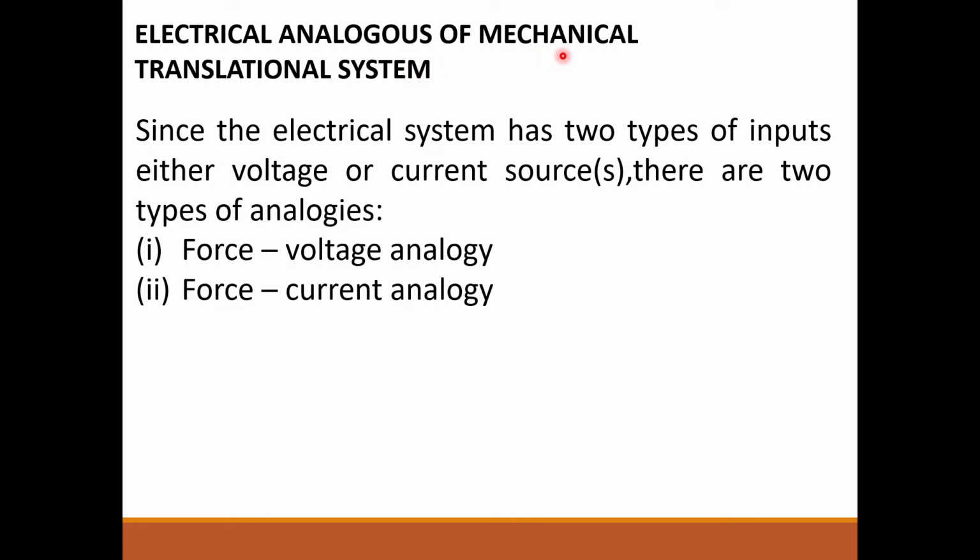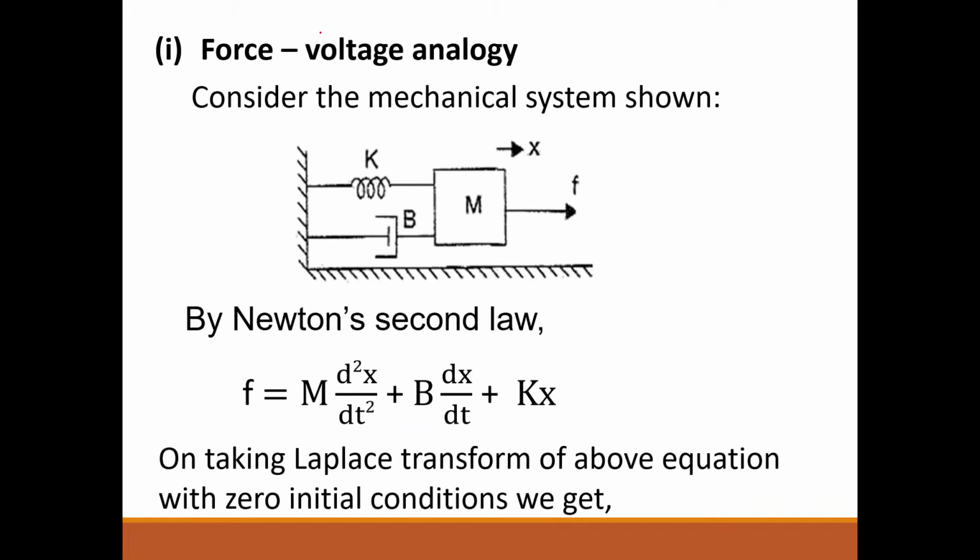Here, I am going to discuss only mechanical translational, not rotational. So, electrical analogs of mechanical translational system. We know the input for mechanical translational system is force, and for electrical system the input can be either voltage source or current source. Therefore, there are two types of analogies: force voltage analogy and force current analogy. Let us discuss one after another. So let us start with force voltage analogy.